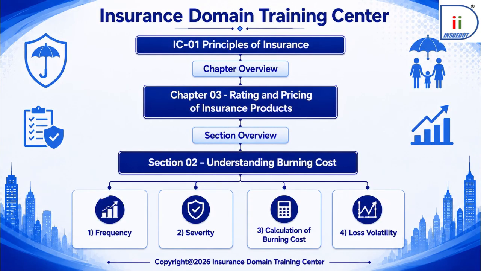We are currently in Section 2. You are in the core section, which is the heart of insurance pricing. In the last section, you understood the importance of risk classification and what is burning cost. In this section, we dive deep into burning cost calculation, including frequency and severity and how loss volatility impacts the premium. The formulas explained in these sections are important for you to understand to answer related questions in the exam. So understand the calculations carefully. Let us dive in.